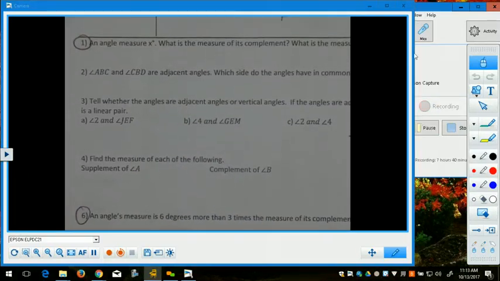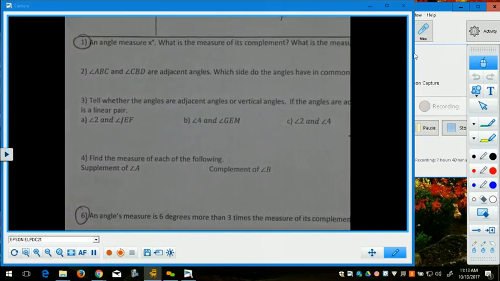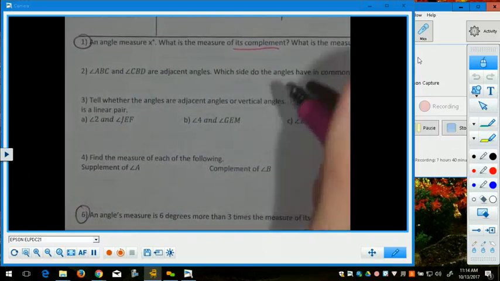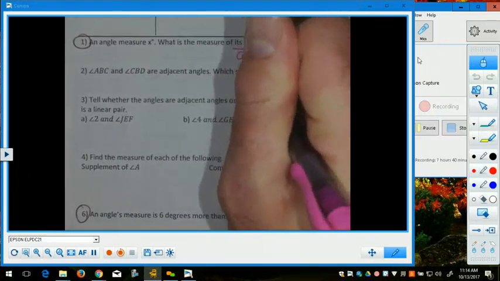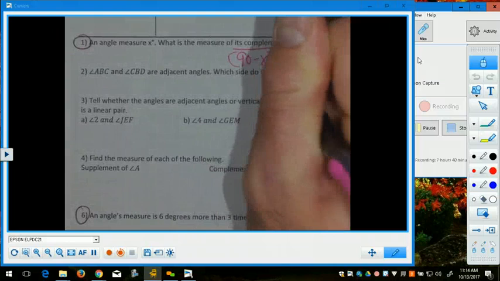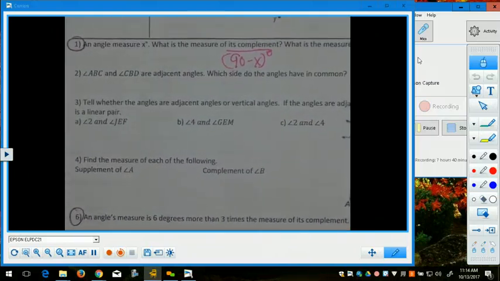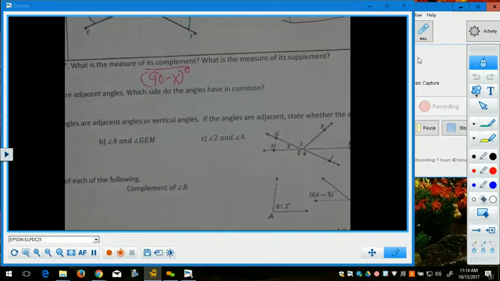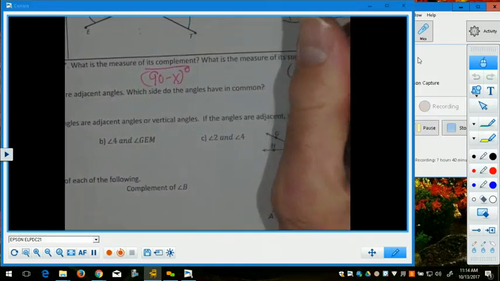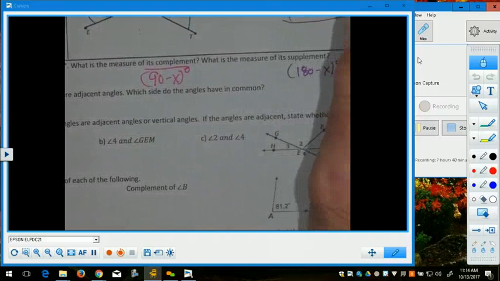All right, let's go over this real quick. Number 1, the angle is x. What's the measure of its complement? You're not going to have a number answer. You don't know the number for the angle. You're going to have a variable expression. So what do you do with it? You take it away from 90. 90 minus x is your complement. Just like when we're setting up the story problems. What is the measure of its supplement? That one is going to be 180 minus x.